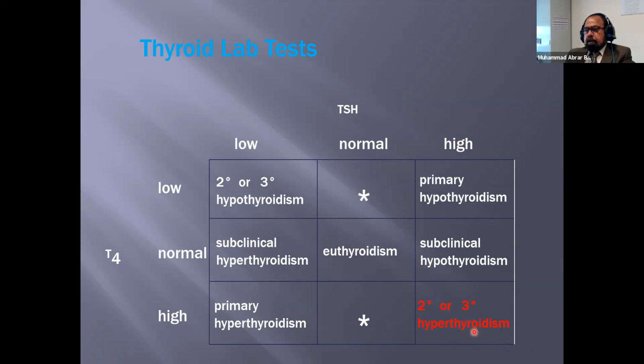So you had hyperthyroidism. This is called secondary or tertiary hyperthyroidism. The thyroid is secreting hormone because it is receiving a signal from the pituitary gland. So this is secondary or tertiary. Suppose TSH is high and the thyroid hormone, T4, is low. It is called primary hypothyroidism.